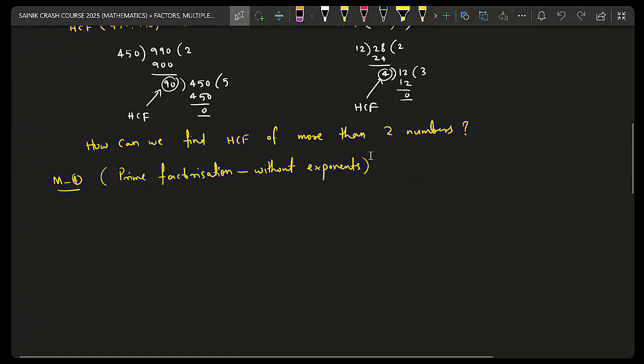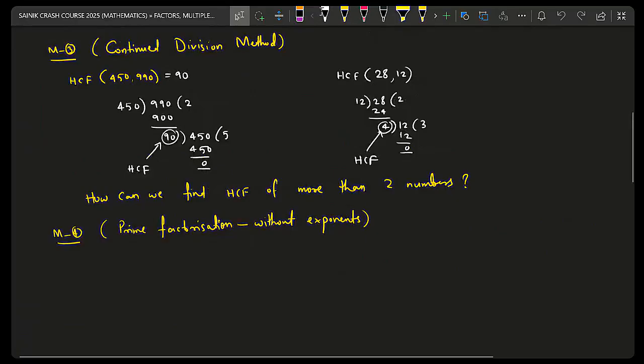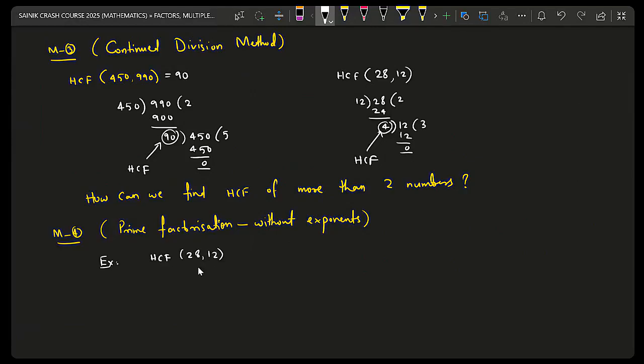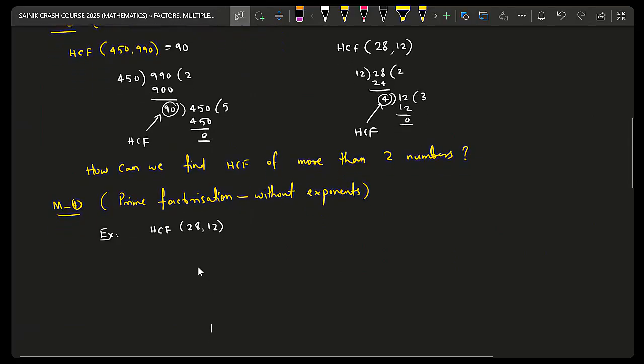Okay, prime factorization without exponents. I'm taking the same example that we took for the last method. Find the HCF of 28 and 12. So we have to prime factorize both the numbers first, then we will get the answer.